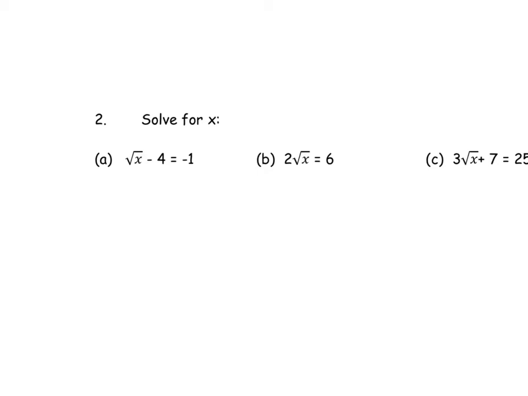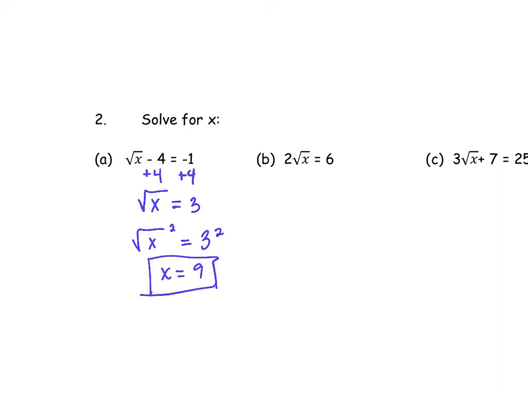Okay. So on the first one, part A, I'm going to add 4 to both sides. I have radical x, or square root of x, equals a positive 3. I'm going to square both sides to get rid of that radical. So I have x equals 9.